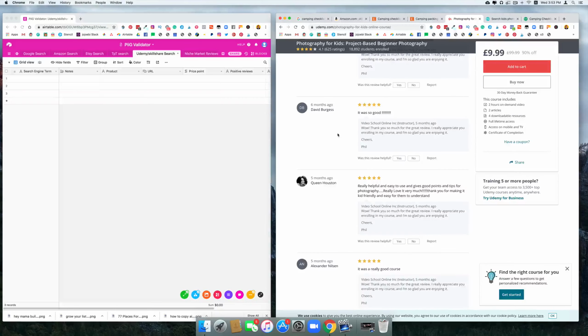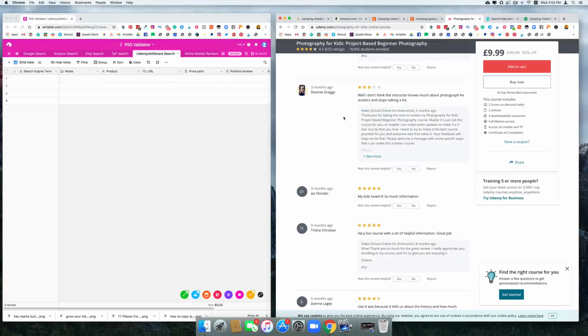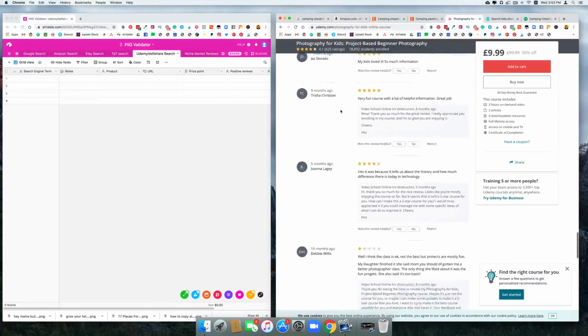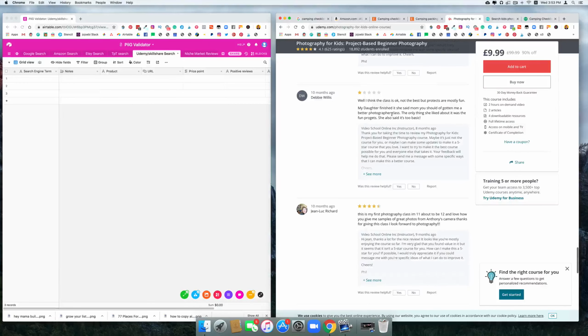So good. The positive ones, see if you can find out. So this one says, gives good points and tips for photography, making it kid friendly and easy for them to understand. That's not very nice. The instructor knows much about photography. He stutters and stops talking a lot. She said it was too basic.